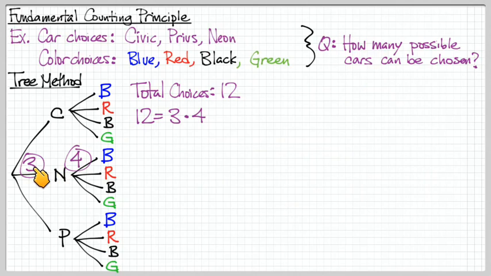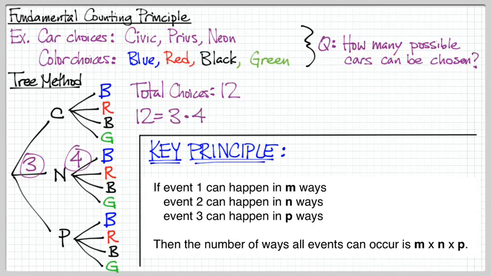And we could think of it actually as 3 choices here. We had 3 choices for the type of car, and then 4 choices for the color. So 3 times 4 was equal to 12. So this leads to the fundamental counting principle. Say we have 3 events. We could have more than 3 events, but just in this case, say we have 3 events. Event 1 can happen in M ways, event 2 can happen in N ways, event 3 can happen in P ways. The total number of ways, this is counting here, how many different ways can all these events occur, is M times N times P.